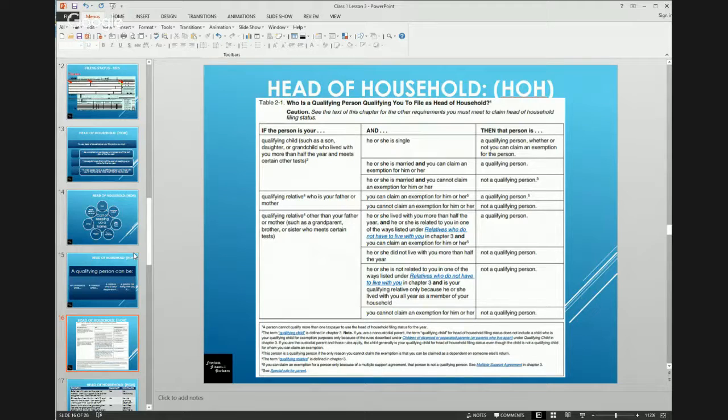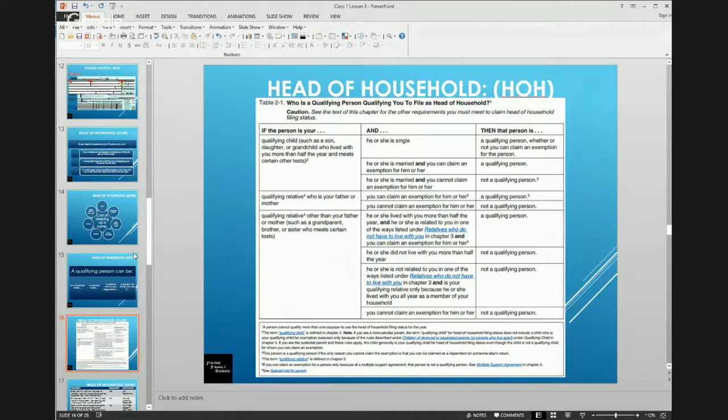So this is saying if the qualifying person is one of your children and they're single, they can be a qualifying person whether or not you can claim the exemption. If it is a qualifying child and they're married and you can claim the exemption, they would qualify as a qualifying person. If you cannot claim the exemption, they would not qualify as a qualifying person. A qualifying relative who is your father or mother, you can claim, if you can claim them as an exemption.